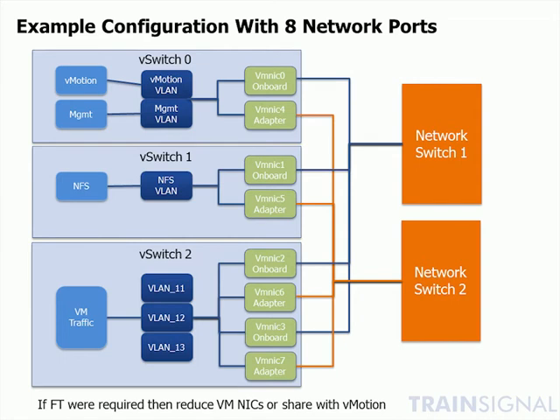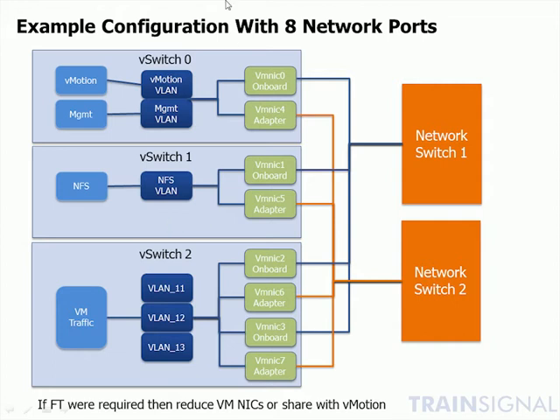So here's a quick example configuration with 8 ports. We're going to do more examples, especially in the distributed switching lesson, but I just wanted to give you a quick once over. So this is a normal 8 port configuration. And if we look, it's pretty simple. This is your standard vSwitches.